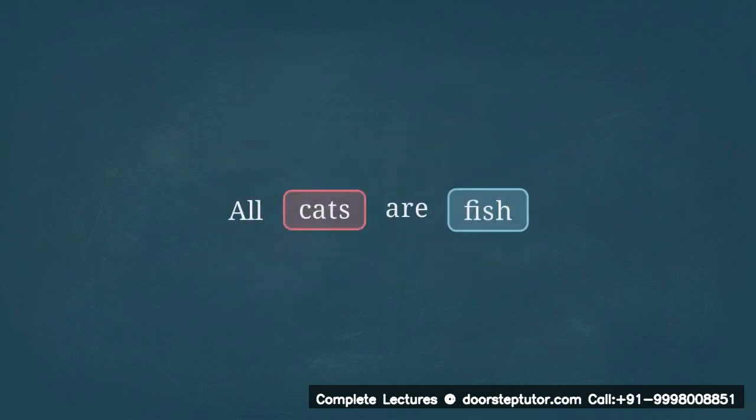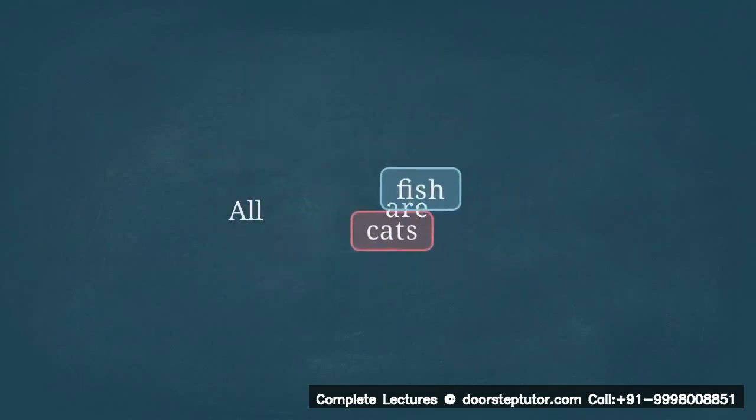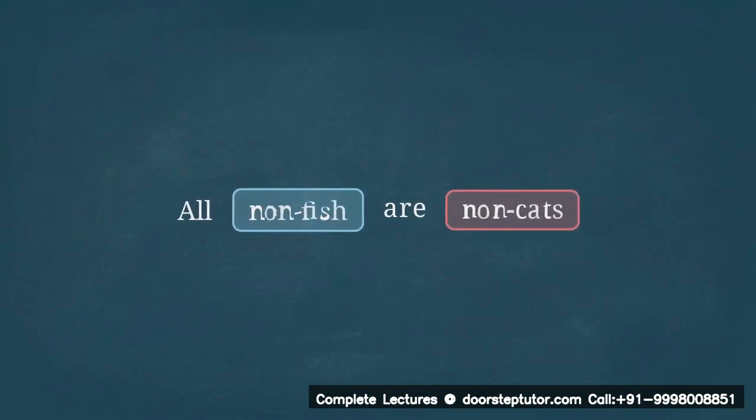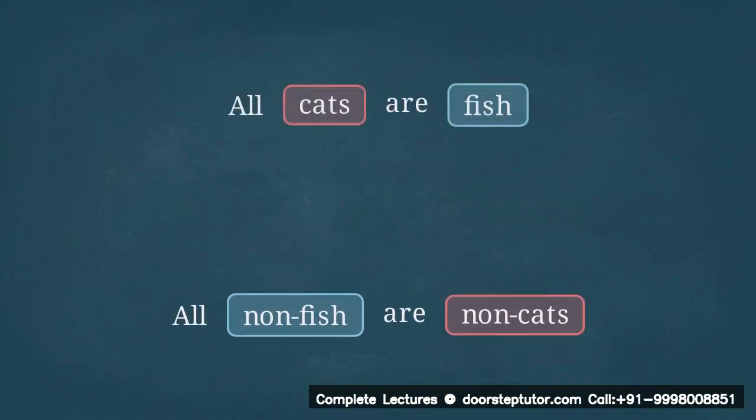Let's apply it to the A statement, all cats are fish. The first step is to swap the subject and predicate, just as we did in conversion. This gives us all fish are cats, but the process isn't finished yet. The second step is to change both terms to their complements. Fish becomes non-fish, and cats becomes non-cats. The logically equivalent result is all non-fish are non-cats.